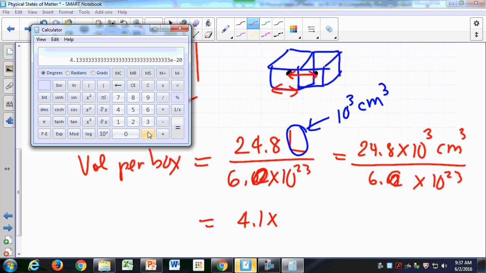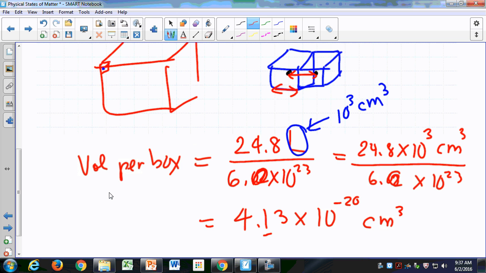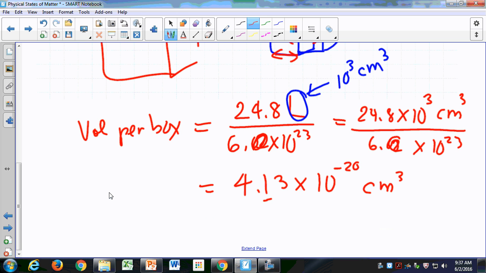4.13. I'll put an extra significant digit there, so one past the last sig fig. So there should only be 2 sig figs. So 4.13 times 10 to the negative 20 cubic centimeters. So if I know the volume of a cube, what's the side of the cube? If this distance is A, the volume is A cubed, right? The volume of a cube is length times width times height, A times A times A is A cubed. So what's my A here?